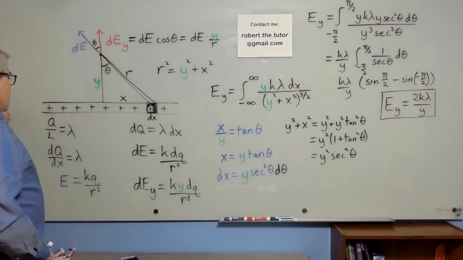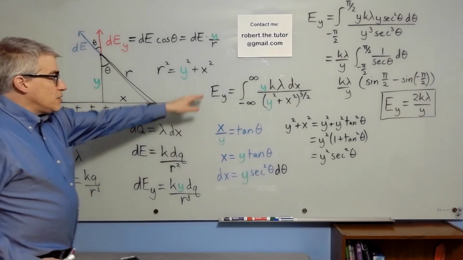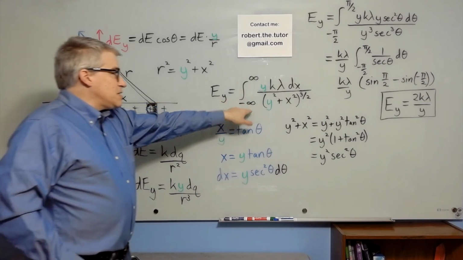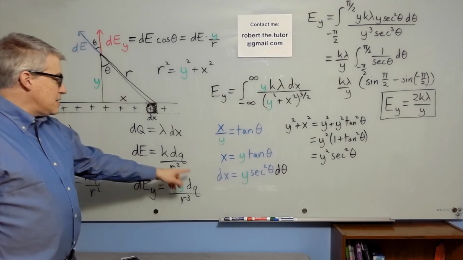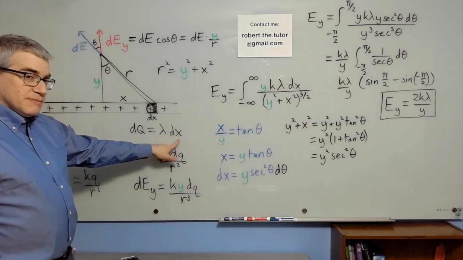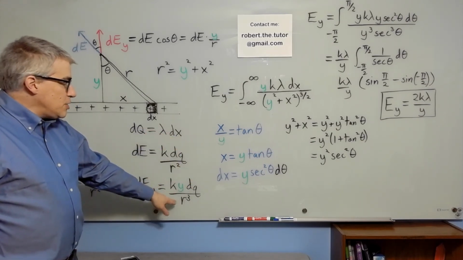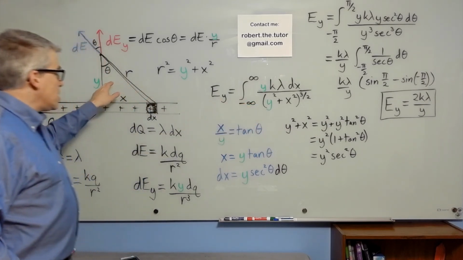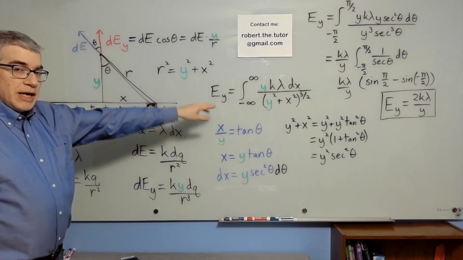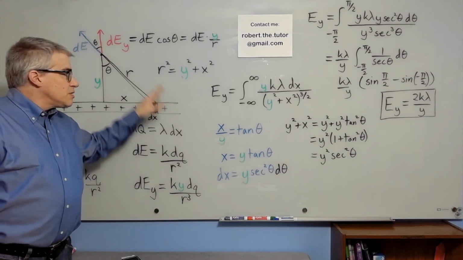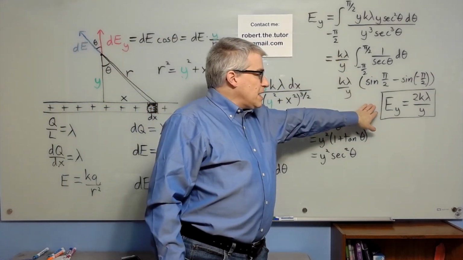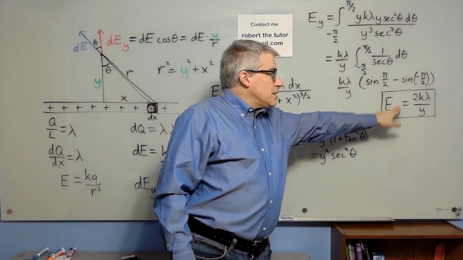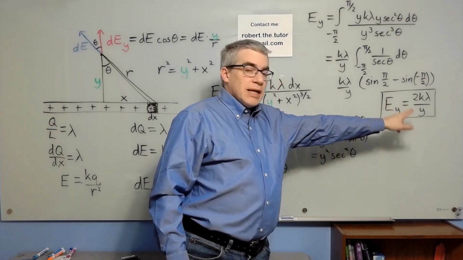x can range from minus infinity to infinity. So we have to integrate from minus infinity to infinity this y, k, the little bit of charge is lambda dx, and the r cubed is (y squared plus x squared) to the 3/2. That was all the physics. The rest is calculus. It's written here on the board, and the final answer is electric field y is 2 times k times lambda over y.